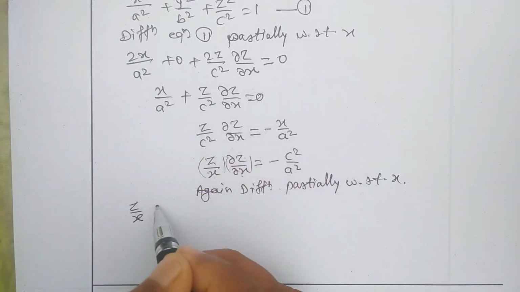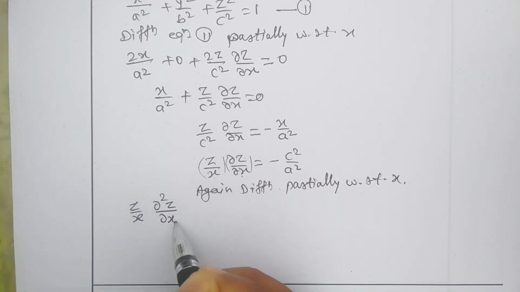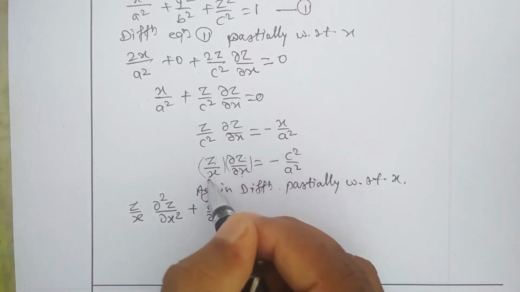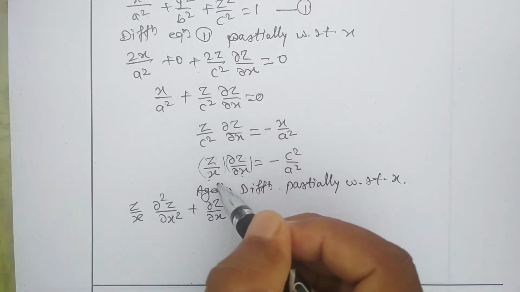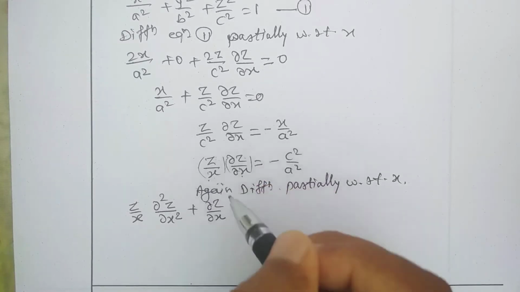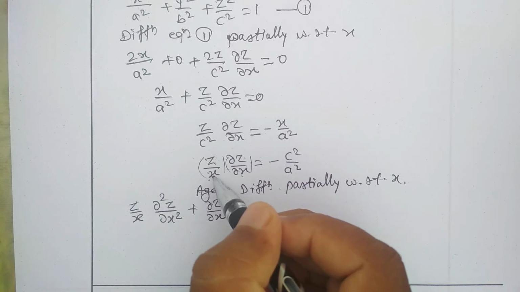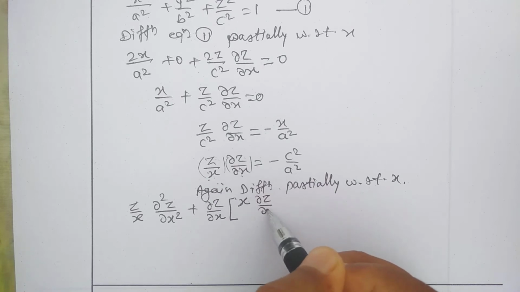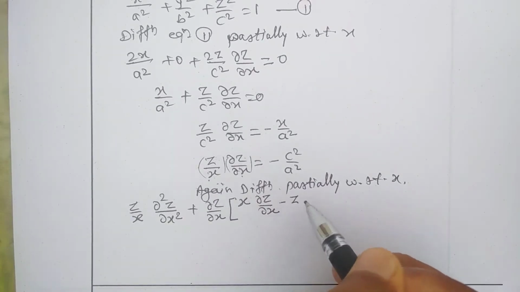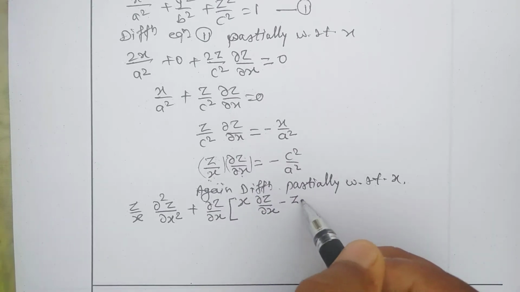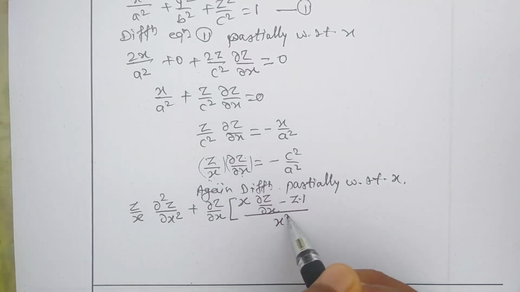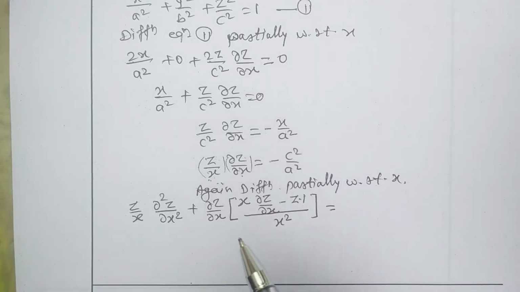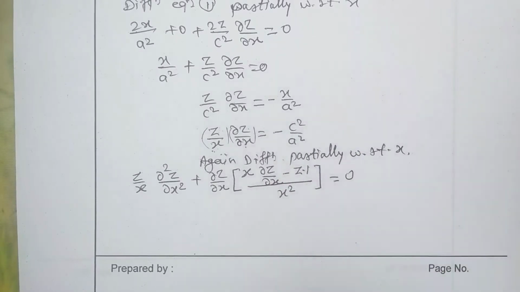the derivative of del z by del x with respect to x is del square z by del x square, plus now del z by del x as it is and the derivative of z upon x. To take the derivative of z upon x we have to use the u upon v rule. So by using the u upon v rule, the denominator x as it is, and the derivative of the numerator, that is the derivative of z, is del z by del x, minus z as it is and the derivative of the denominator, the derivative of x is 1, upon the denominator square, that is x square, is equal to the derivative of the right hand side. The right hand side is a constant term, so its derivative is 0.